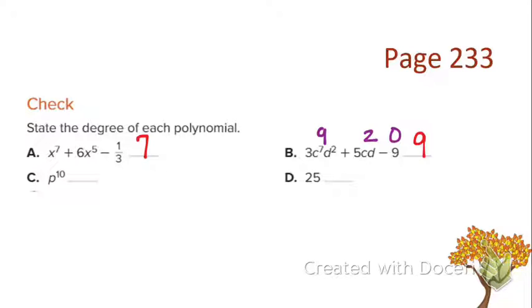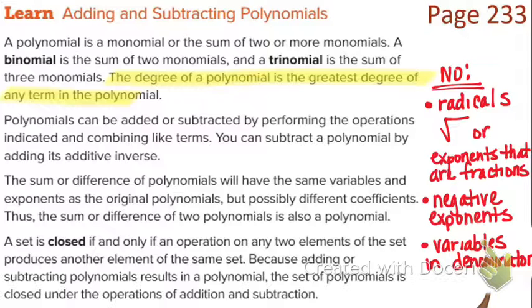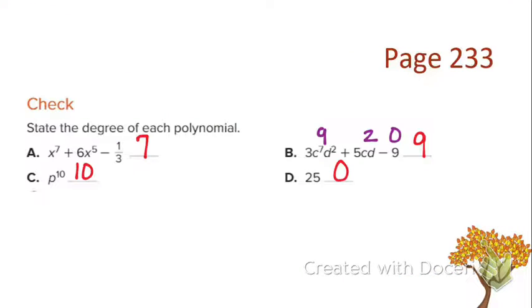What about C? What's your degree? 10. And then D doesn't have a variable, so your degree would be 0. Yes, Deshaun. So then what about the 6x to the 5th? Why did you exclude that? Okay, so going back, your degree is always the highest. You look at each term separately, and then the degree is going to be the highest or the greatest one. So then you use the highest exponent? The highest exponent.